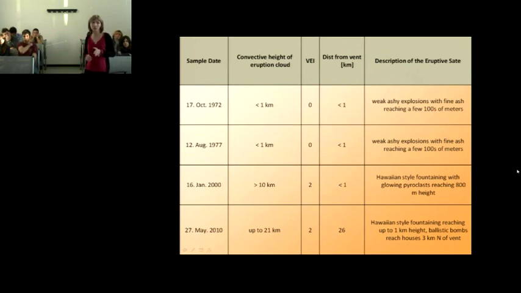The second two eruptions are on January 16, 2000 and May 27, 2010. These are characterized by higher intensity events with Hawaiian-style fountaining reaching several hundreds of meters height. And in particular, for 2010, the convective eruption cloud reached 21 kilometers. The sample from 2000 was collected less than 1 kilometer from the event, while to obtain a similar granulometry, 2010 was collected 26 kilometers from the event.